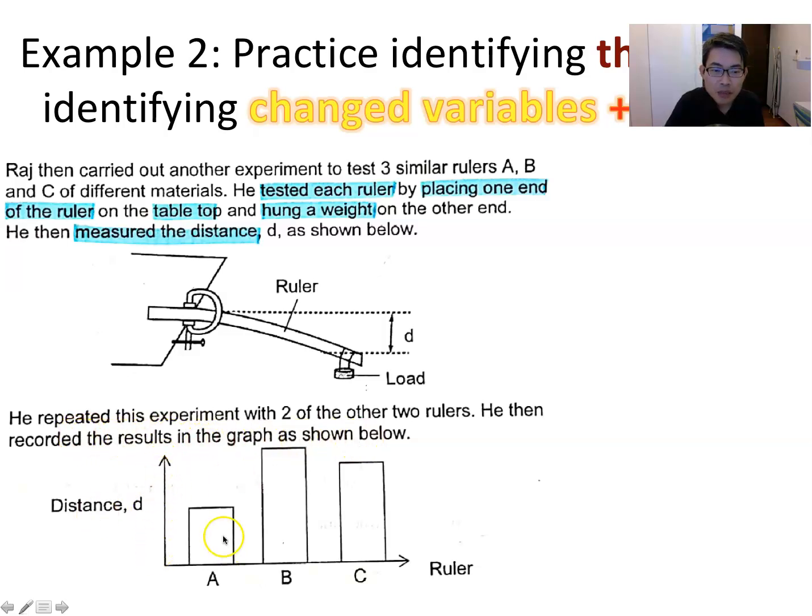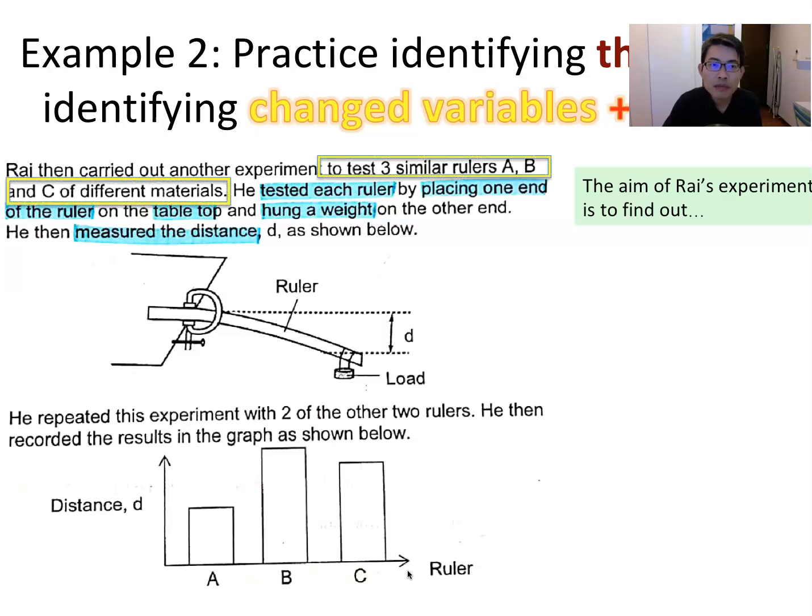Distance D, this is the shortest distance, this is the longest distance, so in other words it bends the most. And these are the 3 different rulers. So, what is the aim of Raj's experiment? Well, remember, we look for the change variable. Find out, is it similar? No. When it says similar rulers, it just means that the length is the same, the thickness is the same, maybe the color is the same, but the material they're made of is different. So therefore, the change variable here will be the different materials.